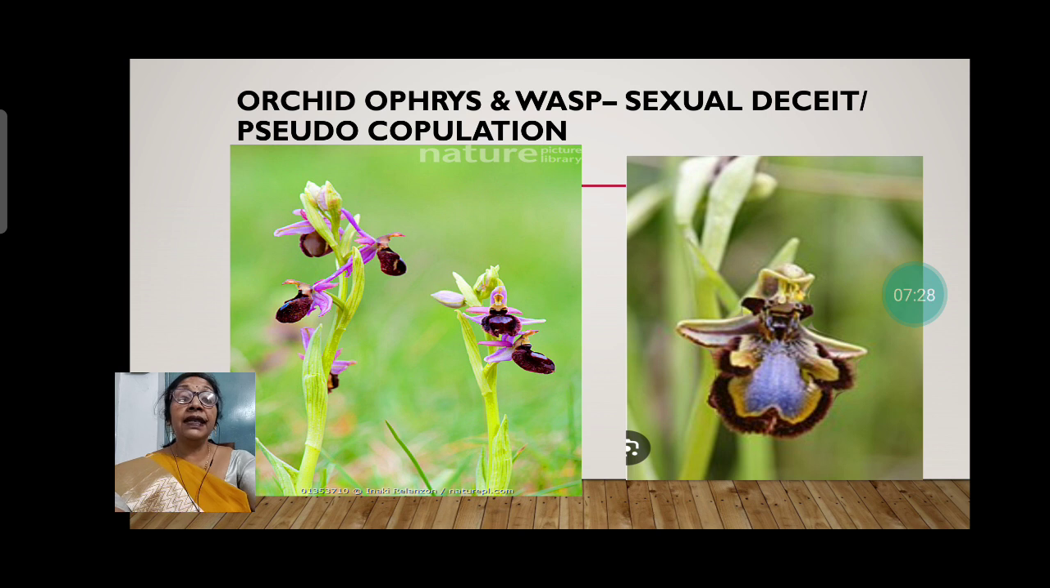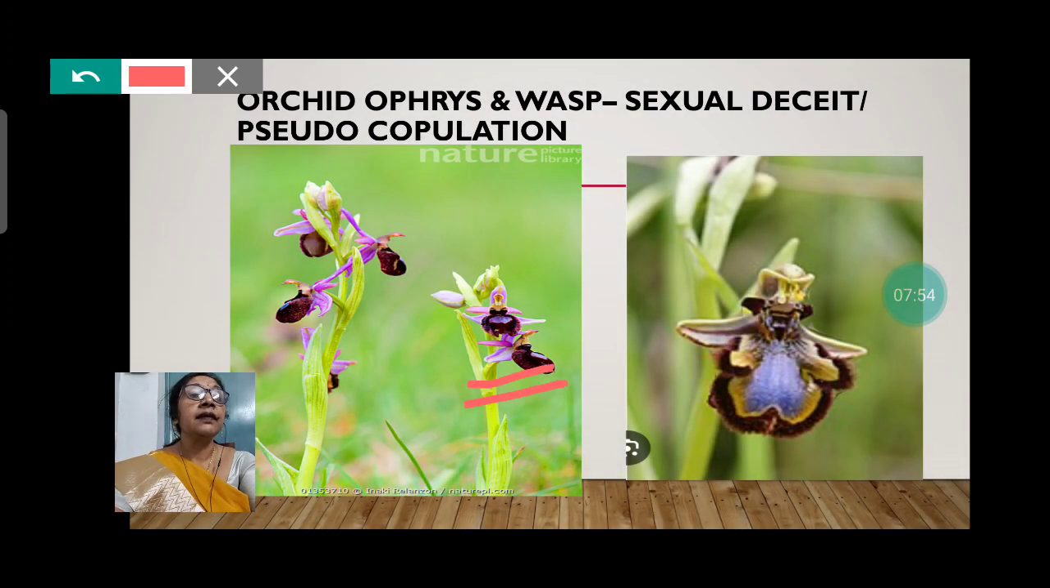Now, as per your NCERT, I am discussing whatever is given in your book in detail. The second example given in your book is Ophrys and the wasp. Ophrys is pollinated by the wasp, and it is an example of sexual deceit and pseudo-copulation. In what way? That we are going to discuss. Just see, this is the flower of Ophrys, and you can find this flower's shape is similar to that of the female wasp.